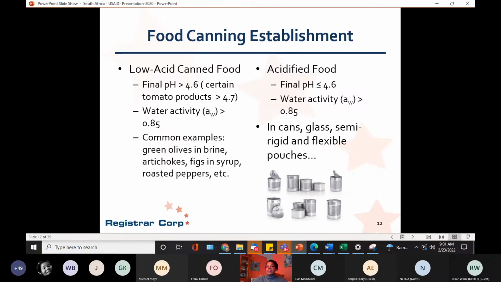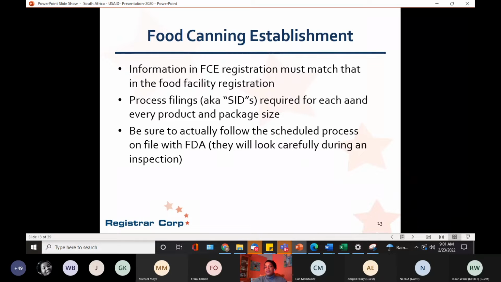But that's not the only criteria. The second criteria is you look at the pH balance of the product and you look at the water activity of the product. And between those three factors, the packaging, the pH, and the water activity, it will determine whether that particular product is an FCE SID product or a low acid canned food or acidified food product that needs an additional registration. So keep in mind, FDA, once you've determined that you are a low acid or acidified food, you will have to have a second registration. And again, that registration is called FCE registration.